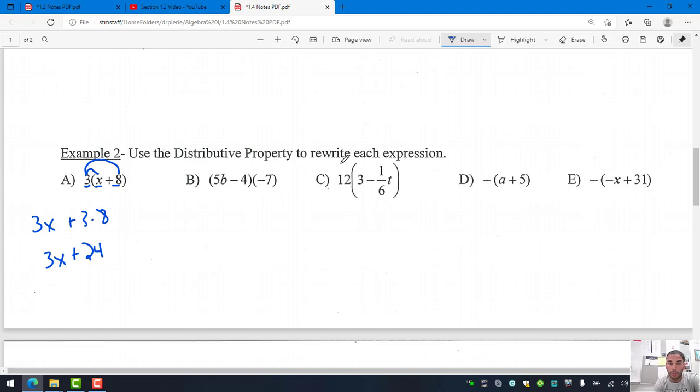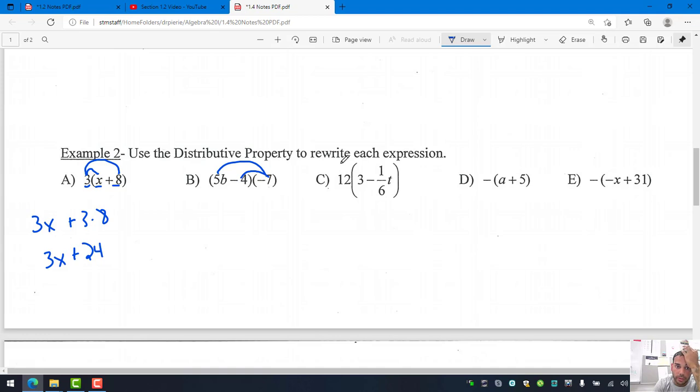Okay, let's look at example B. So I have 5b minus 4, and all of this is being multiplied by negative 7. Okay, when we're dealing with negative numbers, we have to be a little bit more careful. This negative 7 is going to carry to the 5b as well as the negative 4. The first thing I see here is I want to take 5b and multiply it with negative 7.